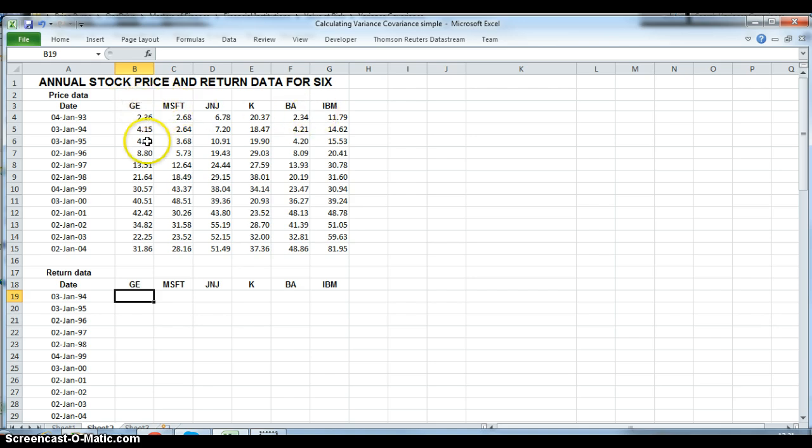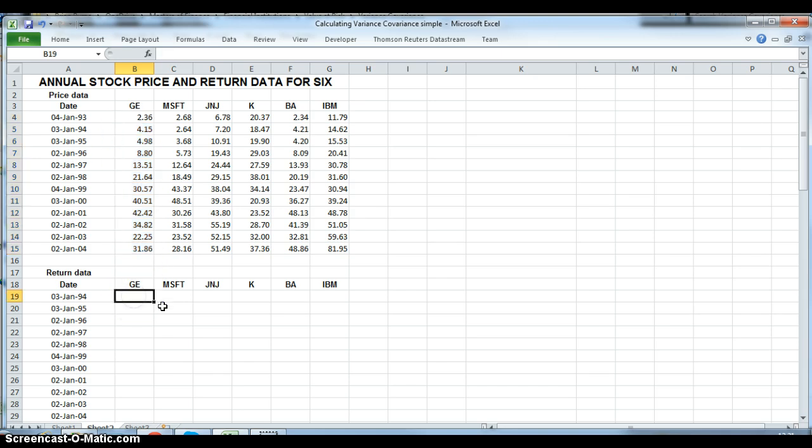So we have stock prices for General Electric, Microsoft, Johnson & Johnson, Kellogg's, Boeing, and IBM, and we have annual data between 1993 and 2004, so we have 12 observations, and we want to estimate the returns.